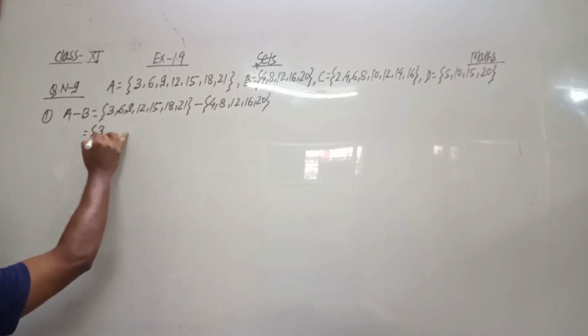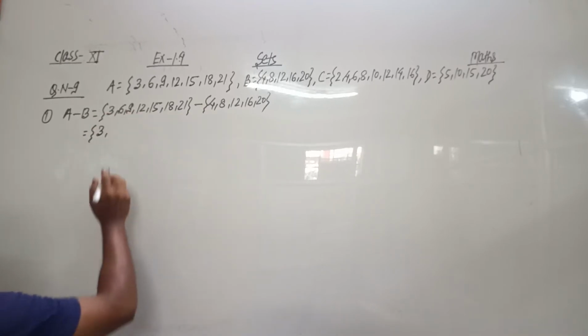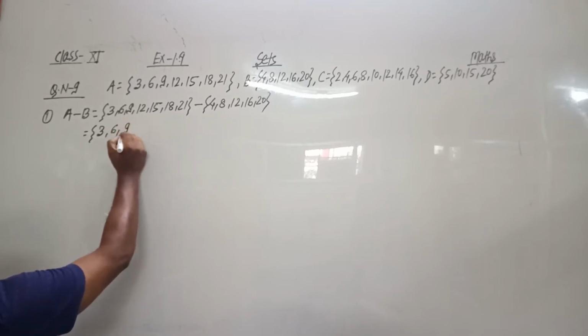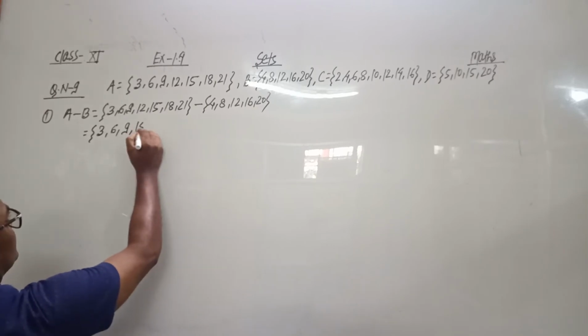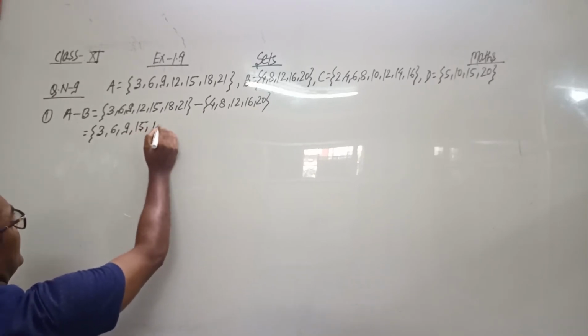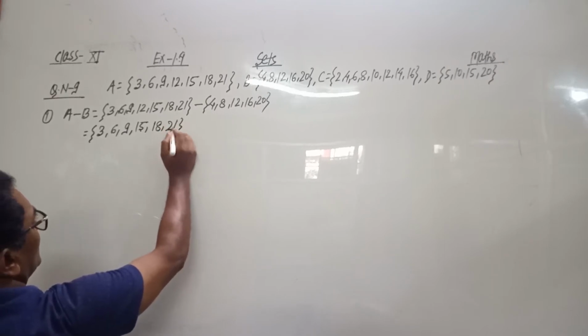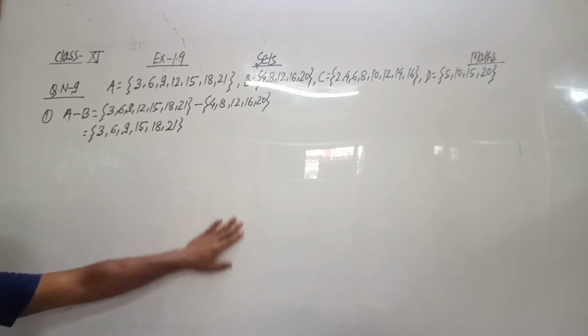So it would be 3. 3 is not in set B. Then 6, then 9, 12 is available in B, then 15, then 18, and then 21. Those are the elements of the first set which are not in the other set.